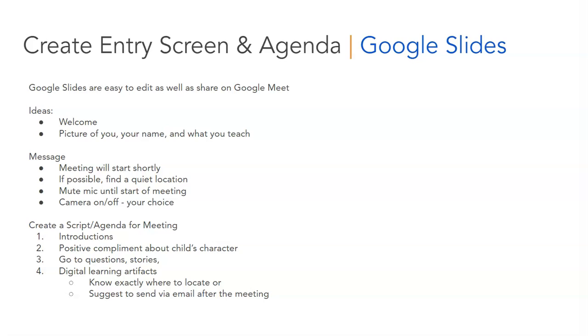Also, you can share digital learning artifacts with them. So know exactly where to locate those. If you have a Google slideshow, you can have a Google slide on every single student, and then you can have a link to those files that you might want to share with. Also, you can send an email after the meeting that would have a link to all of those items that parents can go back and look at.